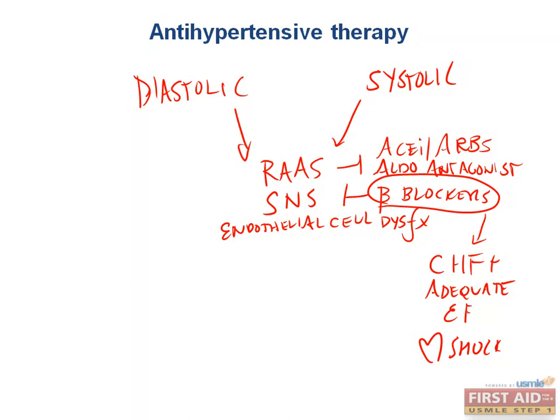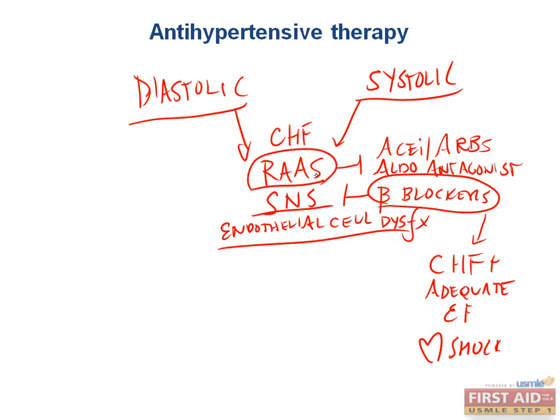So again, let's quickly review whether they went from diastolic dysfunction or systolic dysfunction to congestive heart failure. There is an overactivation in response of the RAS system. There's also activation of the sympathetic nervous system, and there's a component of endothelial cell dysfunction. We can treat the activation of the RAS system with an ACE inhibitor or an angiotensin receptor blocker, and we can prevent the overactivation of the sympathetic nervous system with a beta blocker.